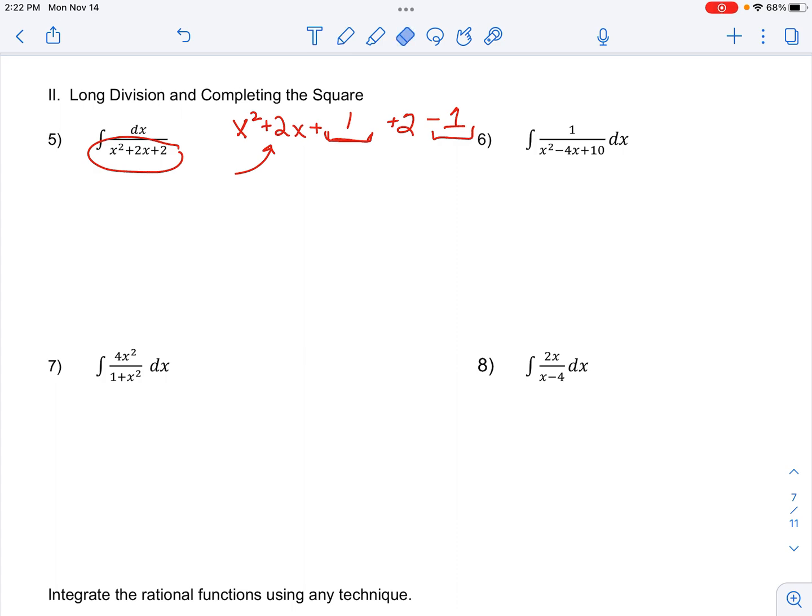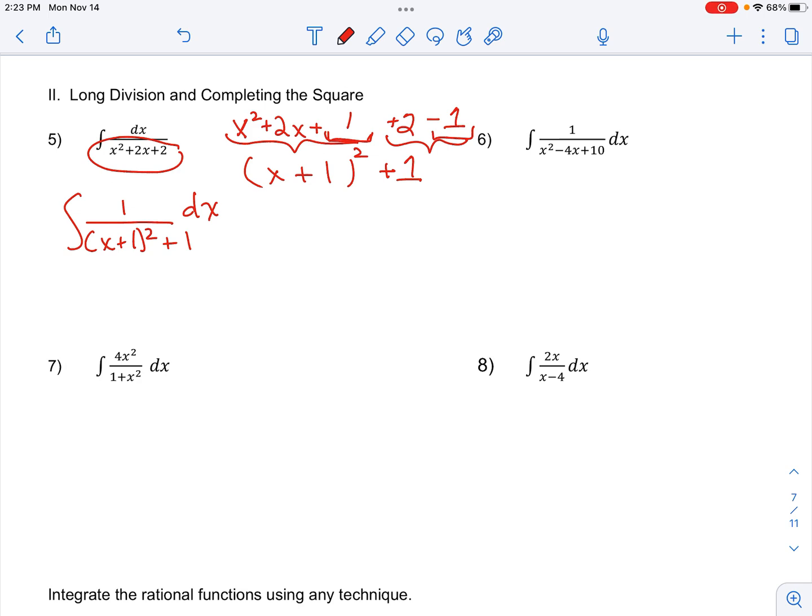In order to keep it the same expression, if I add 1 to the expression, I have to subtract 1 as well. So I'm going to rewrite it like that, but then what it allows me to do is these terms now I can factor into x plus 1 squared, and then these terms I can combine and just write as 1. So this can be really rewritten as 1 over x plus 1 squared plus 1 dx. So again, the idea is I'm rewriting it another way, so hopefully I can take that antiderivative.